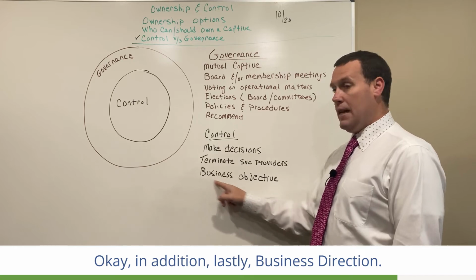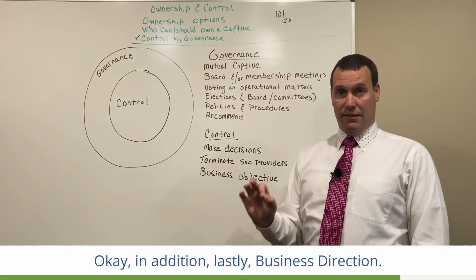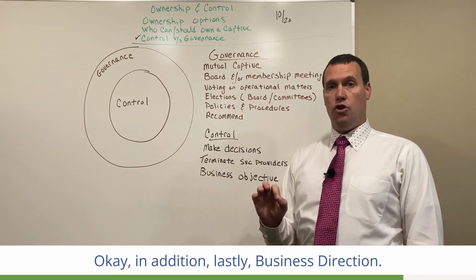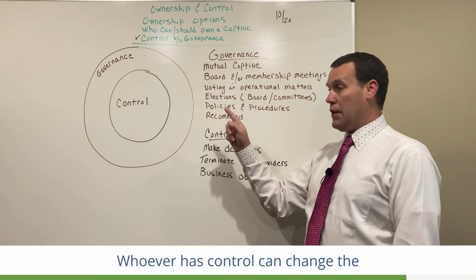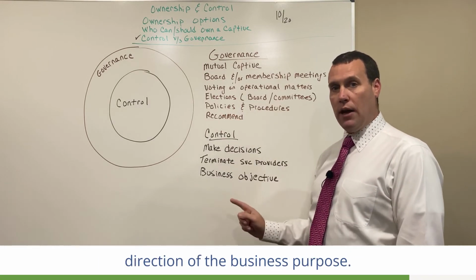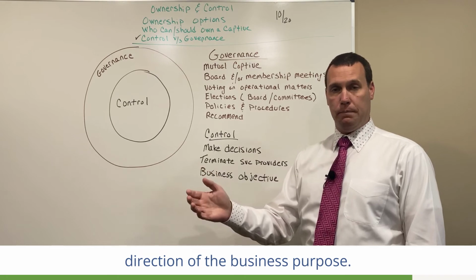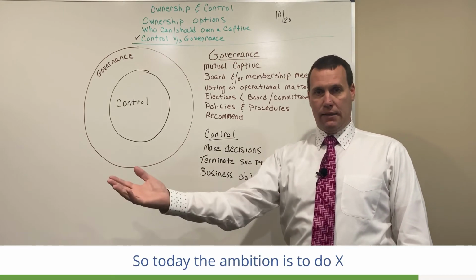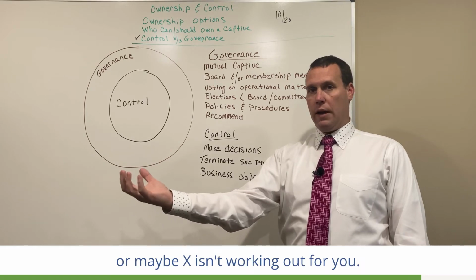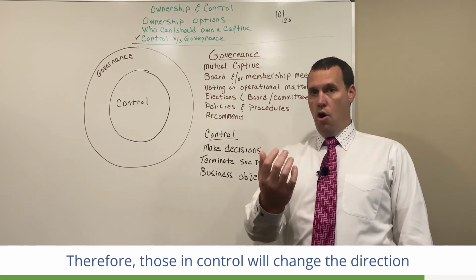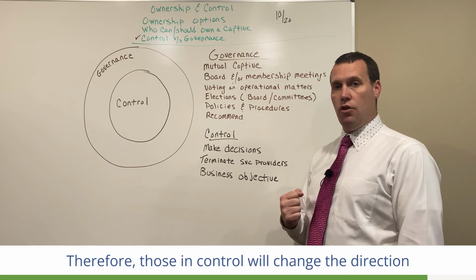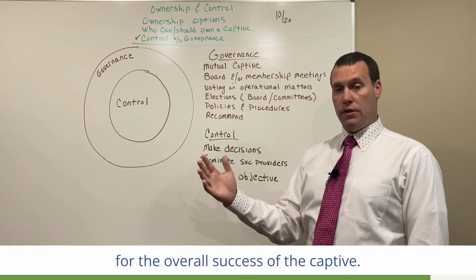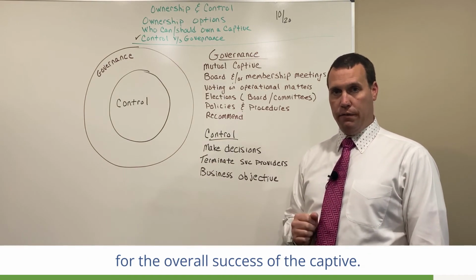In addition, lastly, business direction. Whoever has control can change the direction of the business purpose. So today, the ambition is to do X. Well, maybe X isn't working out for you. Therefore, those in control will change the direction for the overall success of the captive.